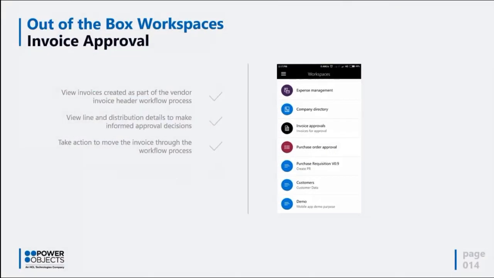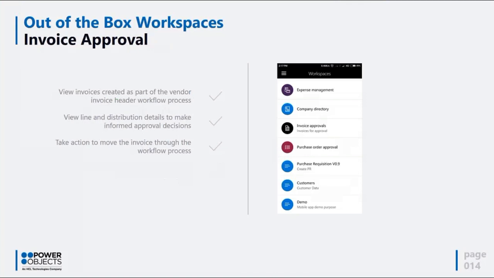So invoice approval, this one's probably a little more useful than some of the others. Basically, if I have invoices that are out there for me to approve, I can go into that invoice approval workspace, and I can see information about the invoice and the lines and the distribution details, and I can take an action to actually move that workflow through, either approve or reject or whatever. So this one's pretty slick.